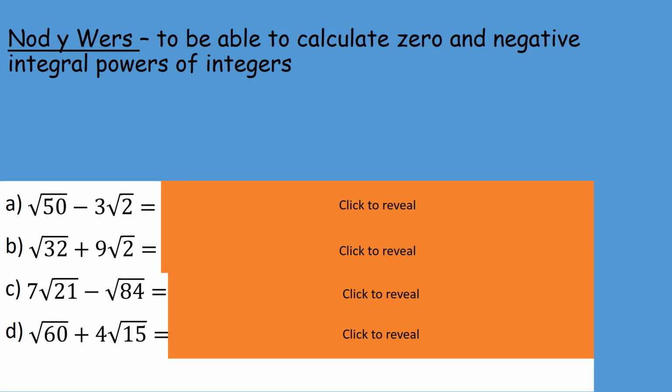Looking at our starter now. It's on surds. It's a little bit of a tricky one, but think about simplifying the surds first before adding or subtracting. So pause while you're working on those.